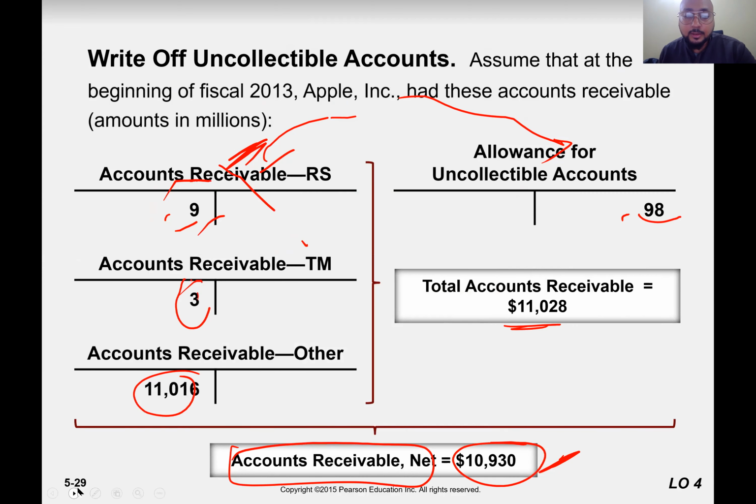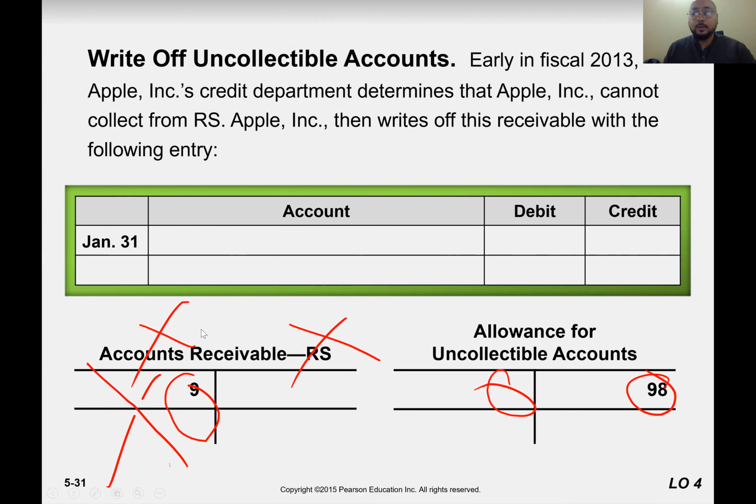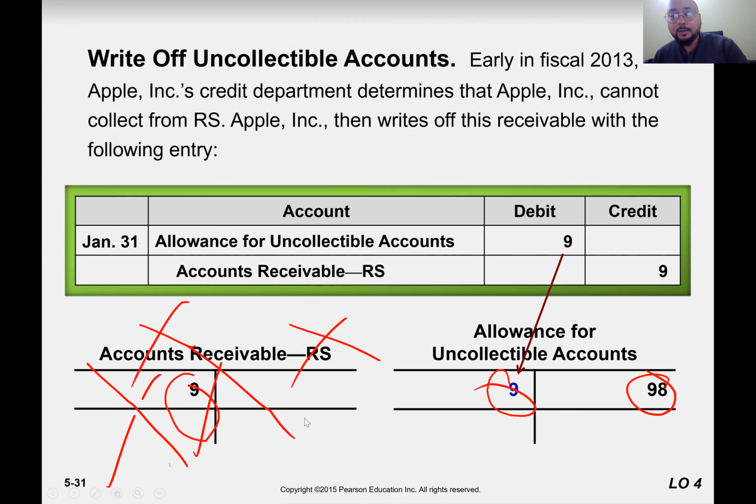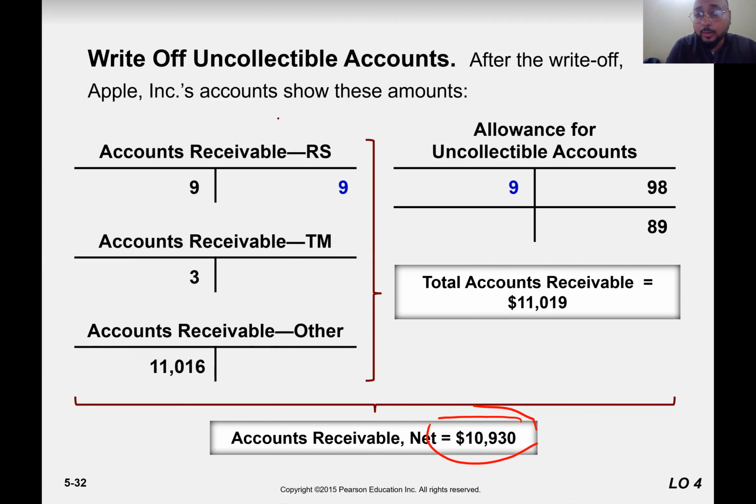So we make the entry, we charge this 9, we charge RS to allowance. So allowance for uncollectible to account receivable RS. And what happened? We deleted the RS account, charge the uncollectible to allowance. So what happened here? Our now total account receivable is 11,019, and look at the beauty here. We still have our net account receivable, which is 10,930.